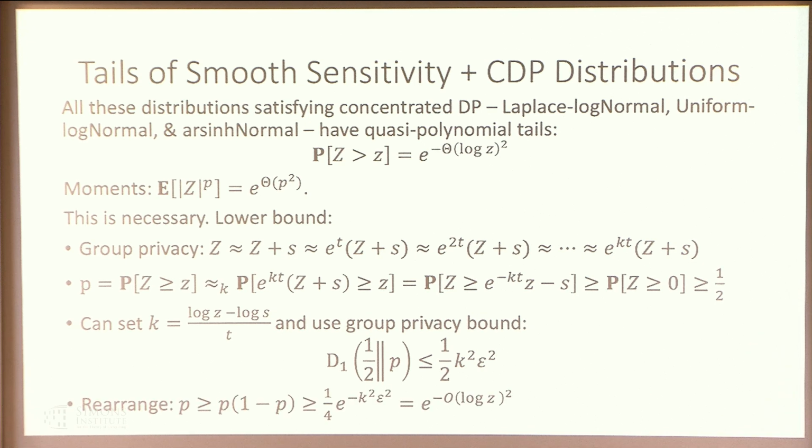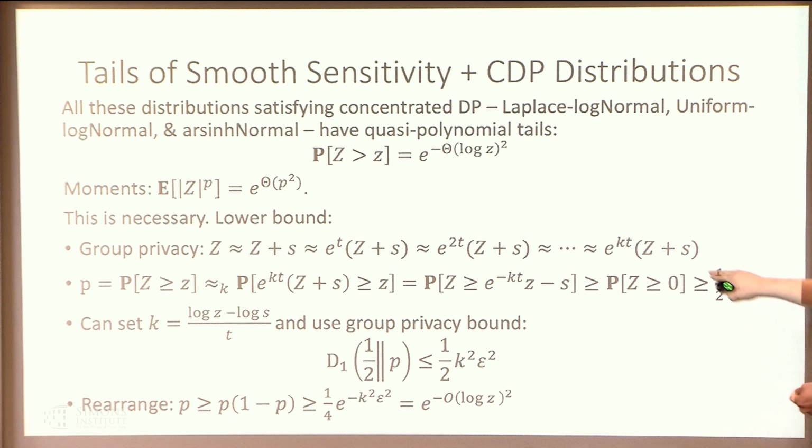And you just rearrange that, you write out what this divergence is, and you'll get something that's like p times 1 minus p is greater than e to the minus k squared. So simplifying that, p is greater than e to the minus log z squared, which is exactly what we're getting. So there's a lower bound that shows that this is tight. There's no way to avoid these quasi-polynomial tails, even if you just wanted KLs.